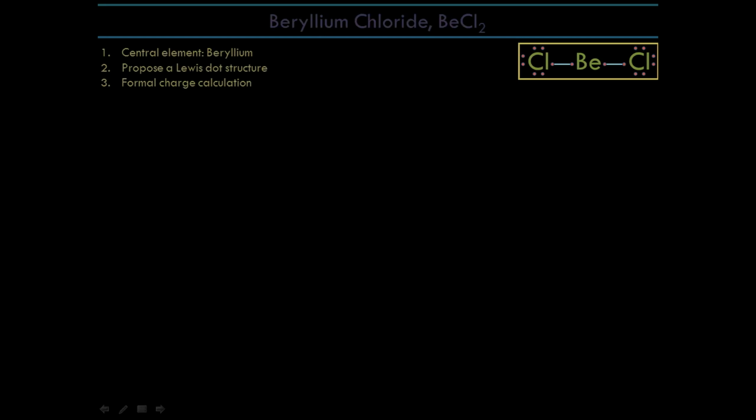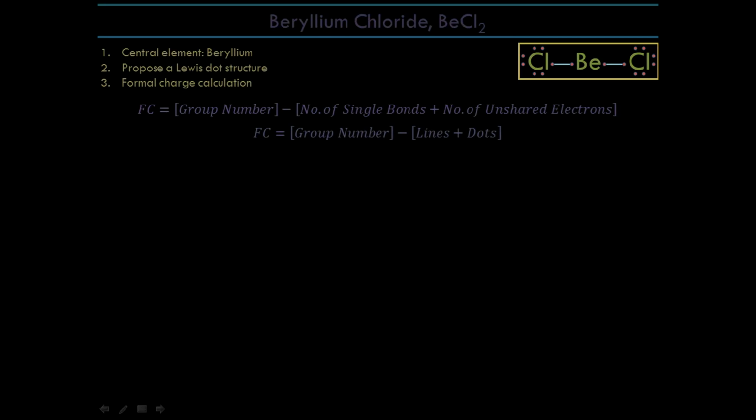So first, let's compute the formal charges of each of these elements for this proposed Lewis dot structure. First of all, the formula for formal charge is the group number minus the summation of bonds plus unshared electrons. So if there's a double bond here, it is counted as 1, 2. Next, if this confuses you, this one is an easier representation. So group 7, okay, so group number minus the number of lines and dots associated with it. So I'll show you how it is done.